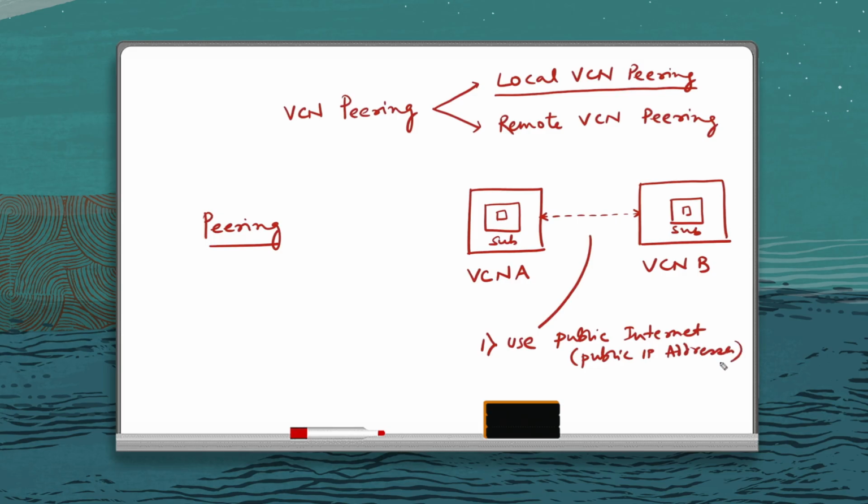So that is the first option. The second option is there will be a private direct access. In this case, the communication is going to happen via private IP address. So these are the two options that we have.